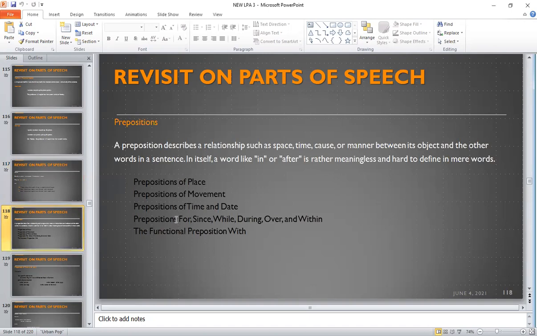Next, you have your prepositions. A preposition describes a relationship such as space, time, cost, or manner between its object and the other words in a sentence. In itself, a word like in or after is rather meaningless and hard to define in mere words. So there are prepositions of place, prepositions of movement, prepositions of time and date, prepositions for since, while, during, over, and within, and the functional preposition with.